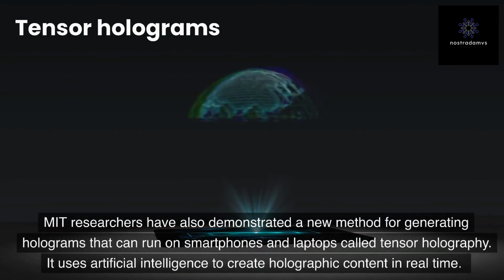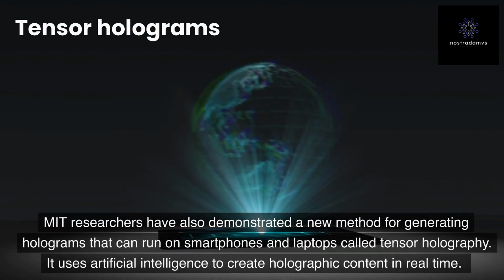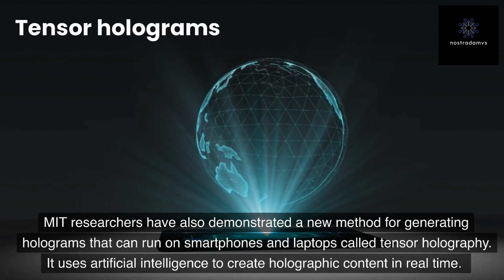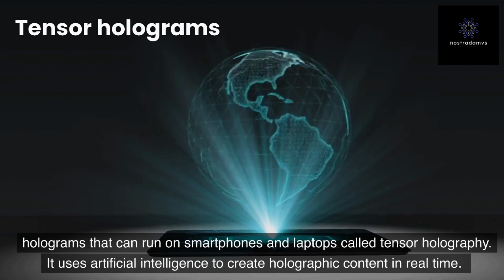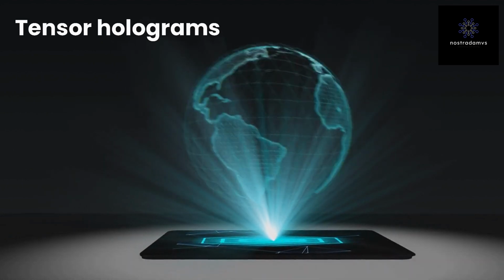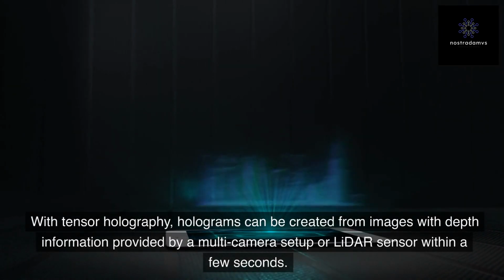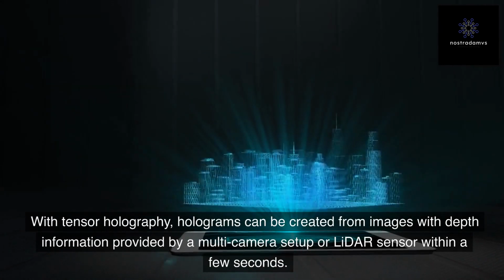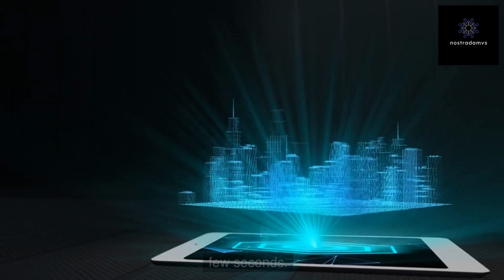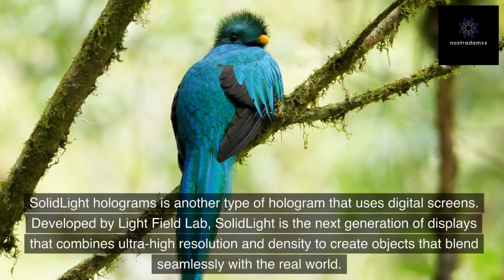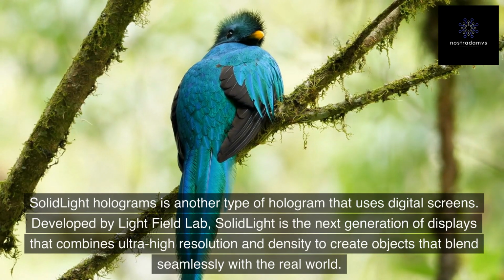MIT researchers have also demonstrated a new method for generating holograms that can run on smartphones and laptops called tensor holography. It uses artificial intelligence to create holographic content in real time. With tensor holography, holograms can be created from images with depth information provided by a multi-camera setup or LiDAR sensor within a few seconds. Solid light holograms is another type of hologram that uses digital screens.